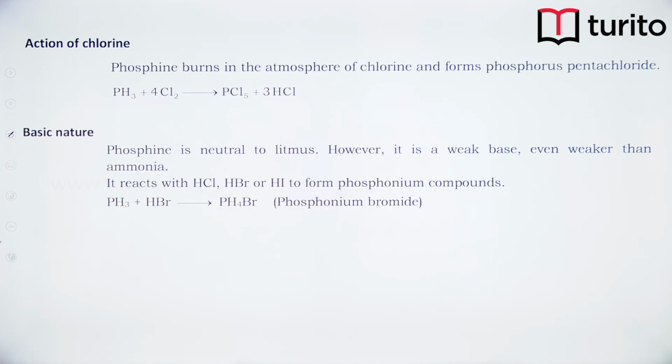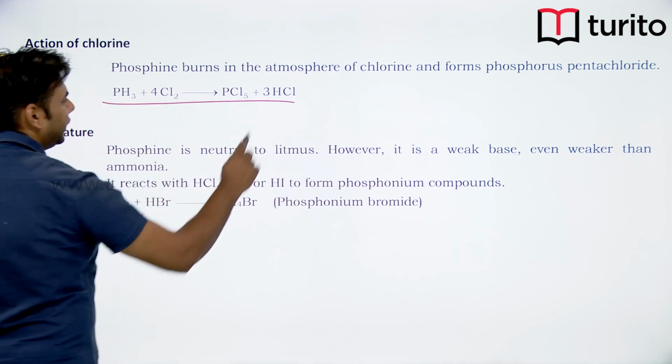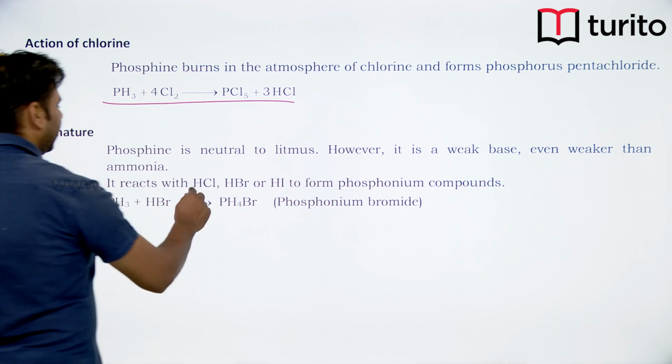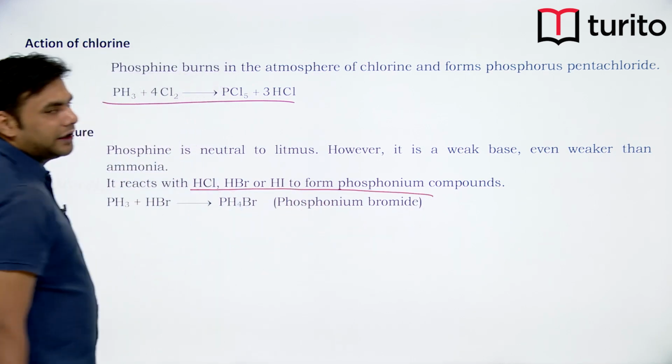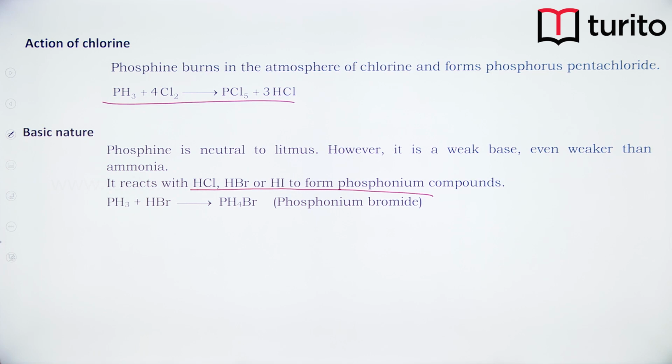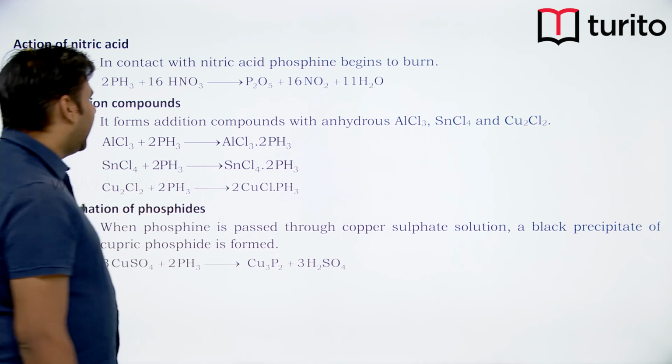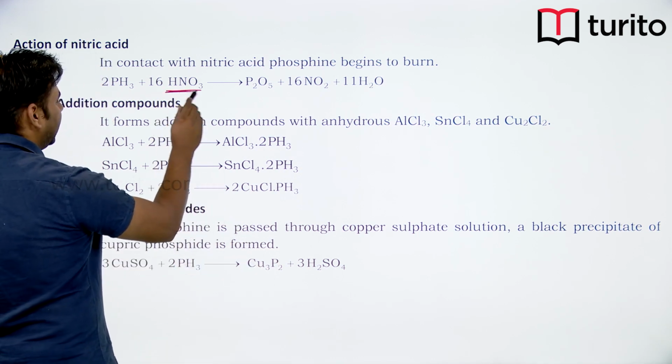Action of chlorine: if you react phosphine with chlorine, it gets converted into PCl5 and HCl. Phosphine is neutral to litmus, however it is a weak base, weaker than ammonia. It reacts with HCl, HBr, HI to form the phosphonium ion. So if you react phosphine with HBr, HCl, HI, it will form PH4X. If you react it with nitric acid, we know that nitric acid is an oxidizing agent.